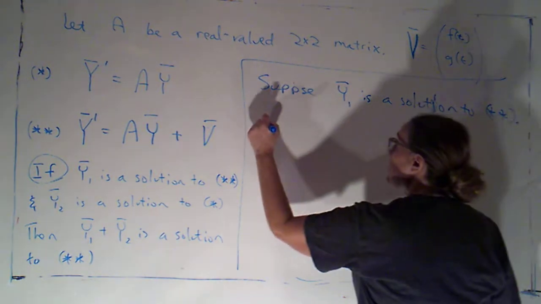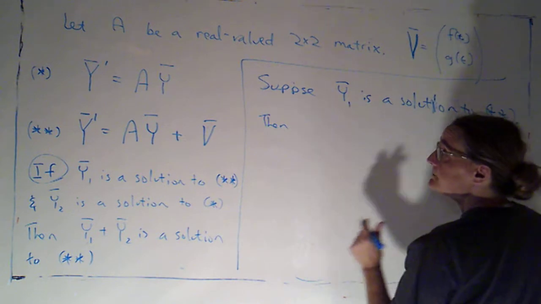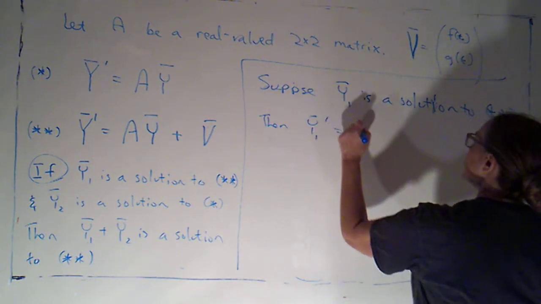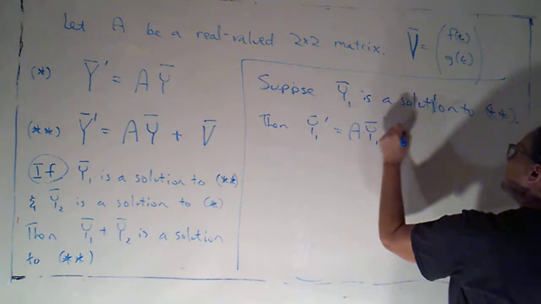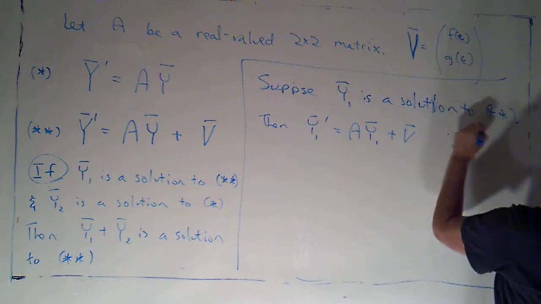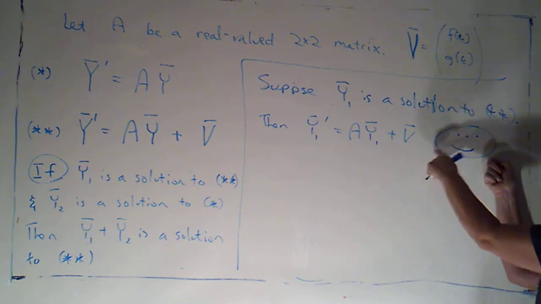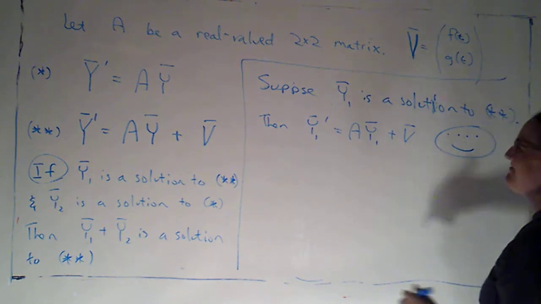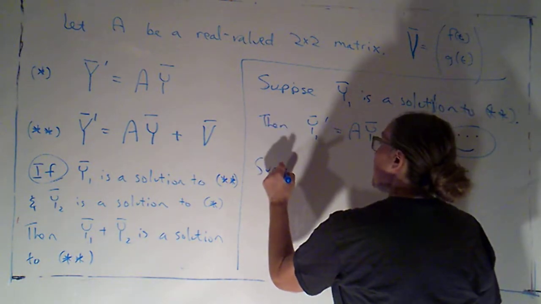And I'm going to spell out what that means. Then I know that y1 prime is equal to a times y1 plus v. Let's call that, I'm going to actually call that monster, just so the double face goes with the double star. Okay, and we'll also suppose the other part.